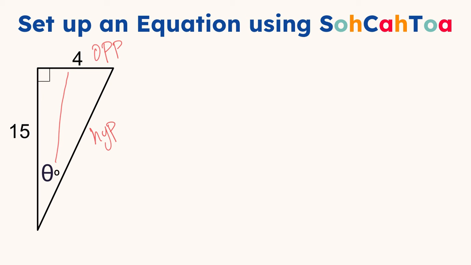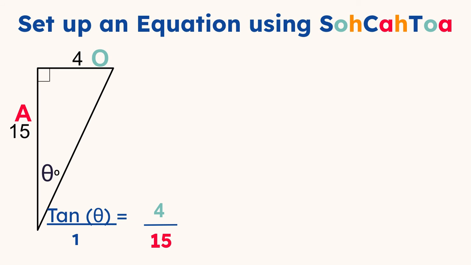Theta is at the bottom of the triangle, 4 is up at the top of the triangle, which leaves 15 to be the adjacent. So the two key ones that we need to know for this problem are that the 4 is the opposite side and the 15 is the adjacent side. Since I have opposite and adjacent, I'm going to be using tangent for this problem. So I'm just going to set it up like this. I'll give you a moment to copy that onto your worksheet.